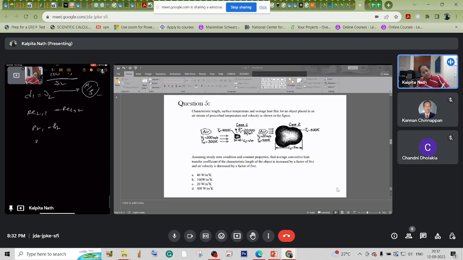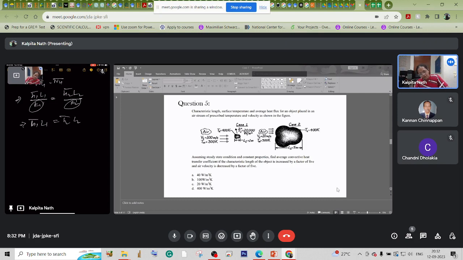So Nusselt's number in case 1 and case 2 is the same. And if Nusselt's number is the same, H1L1 by K1 is equal to H2L2 by K2. Now K1 and K2 are also the same. So that's why H1L1 is equal to H2L2. That is H1 upon H2 is equal to L1 upon L2. That is H2 is equal to 0.2 H1, because L2 is 5 times L1.